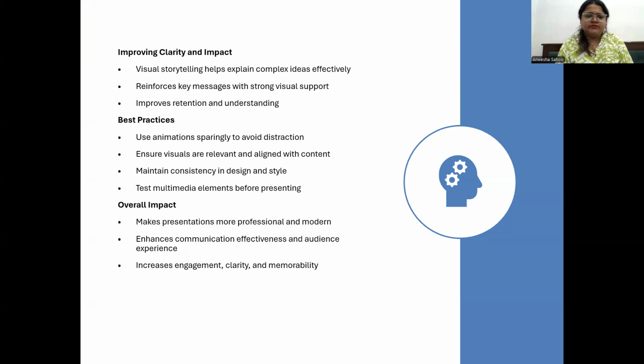So use all such kinds of animation, visual aids, multimedia, so that your presentations look more professional and modern. It will also enhance communication effectiveness and audience experience. And ultimately, if you implement such things, you will have engagement and clarity, and the audience will be able to understand and keep in their mind whatever you are presenting.